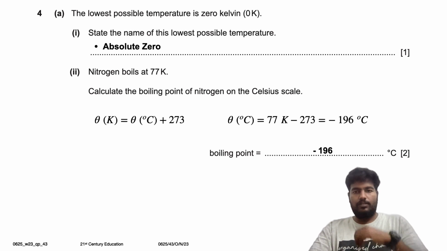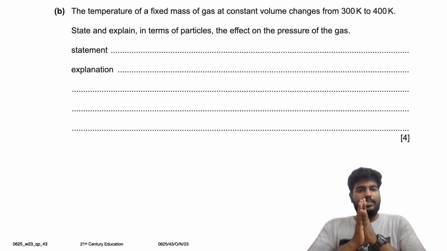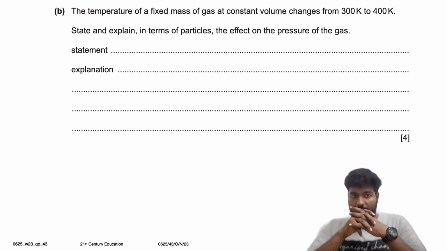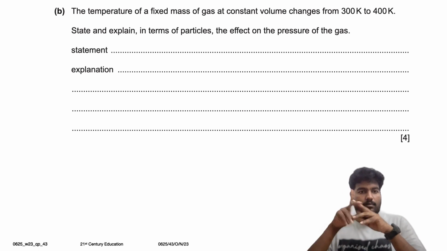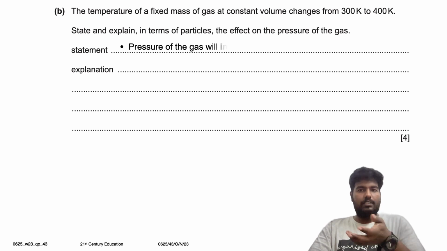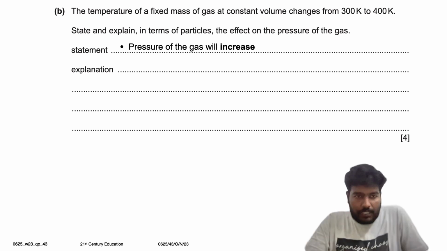Okay, next part of the question. The temperature of a fixed mass of a gas at a constant volume changes from 300 Kelvin to 400 Kelvin. State and explain in terms of particles the effect on the pressure of the gas. The volume is not changing, it's constant volume and fixed mass, just the temperature increases. So what will happen? The pressure of the gas will increase.